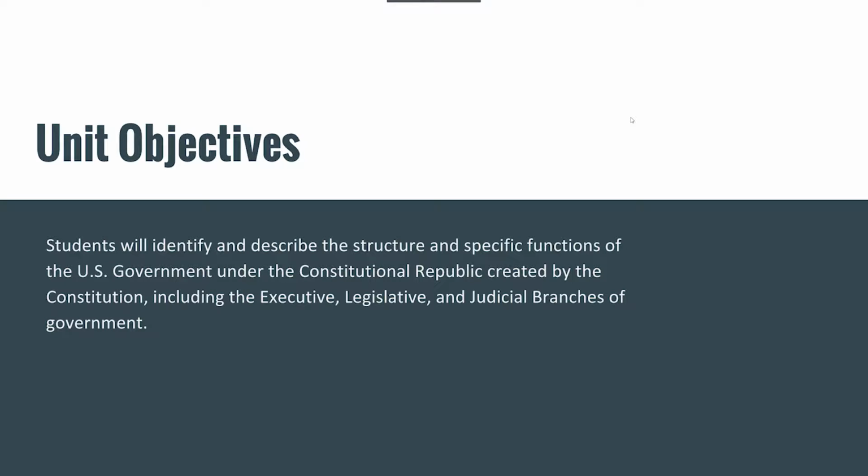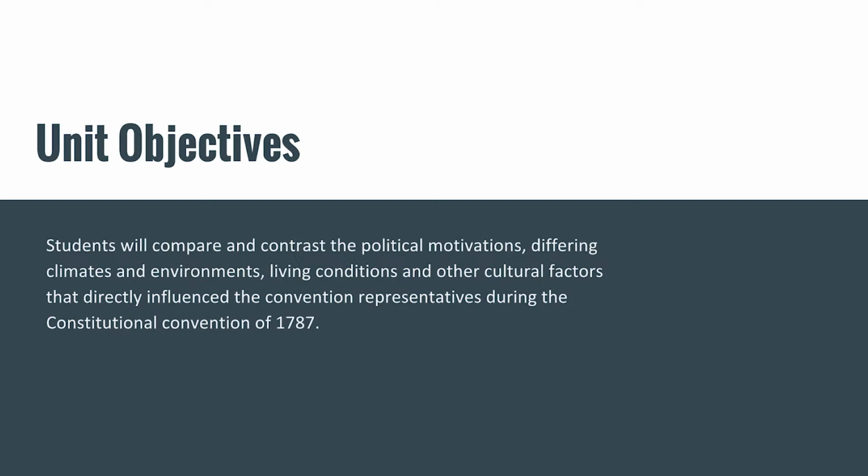Okay, so let's go ahead and jump right into the unit objectives. We have 6 different objectives to meet with this unit. The first one is students will identify and describe the structure and specific functions of the U.S. government under the constitutional republic created by the Constitution, including the executive, legislative, and judicial branches of government. Students will compare and contrast the political motivations, differing climates and environments, living conditions, and other cultural factors that directly influence the convention representatives during the Constitutional Convention of 1787.